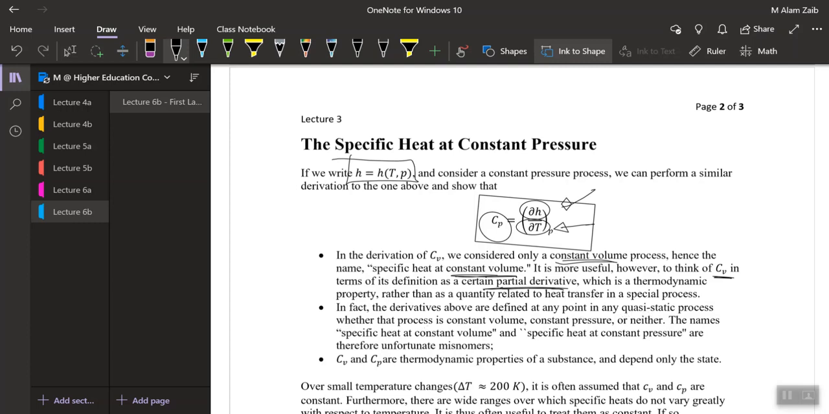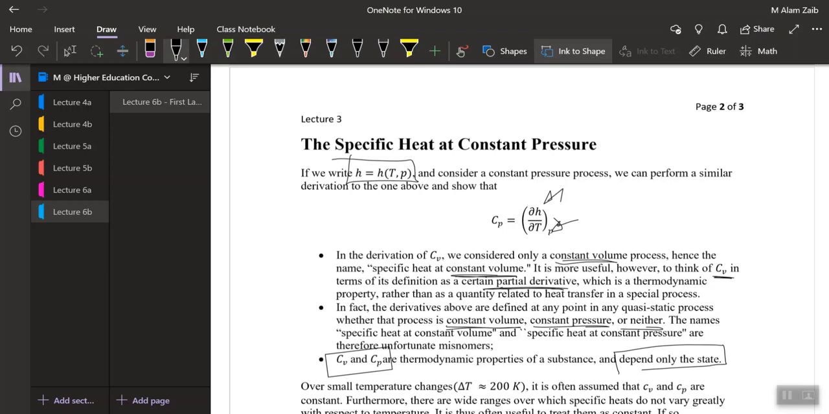So in fact, these derivatives above were defined at any point in any quasi-static process. It was not actually at a constant volume process, not at a constant pressure process or any other process. That means in the derivation we were using constant volume and constant pressure, but the result itself is not a function of constant volume and constant pressure. So in other words, Cv and Cp are thermodynamic properties which depend only on states.